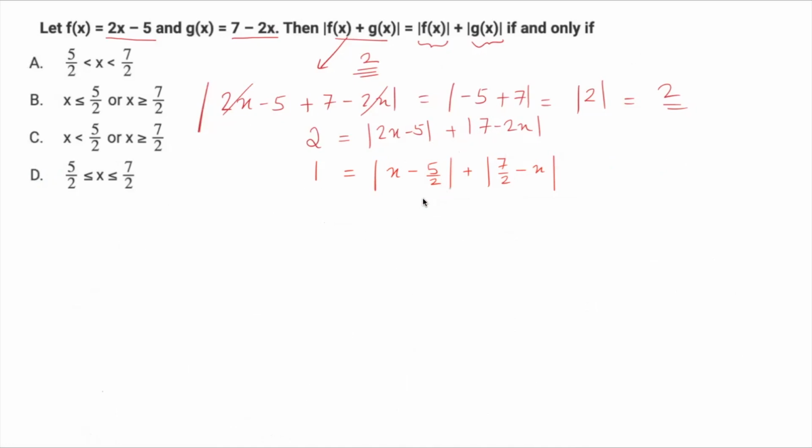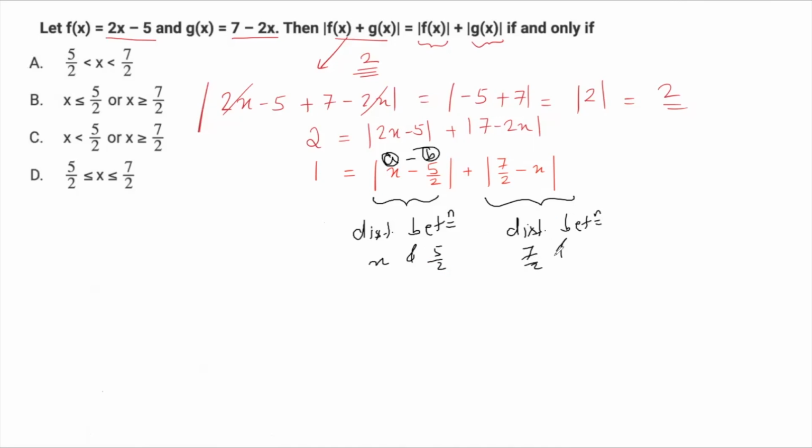For that, we have to dig into the deeper meaning of mods. Okay, now guys, what does mod of x minus 5 by 2 actually mean? Mod of a minus b simply refers to the distance between a and b. Now, mod of x minus 5 by 2 in that way will be the distance between x and 5 by 2. Similarly, what does mod of 7 by 2 minus x represent? It is the distance between 7 by 2 and x.